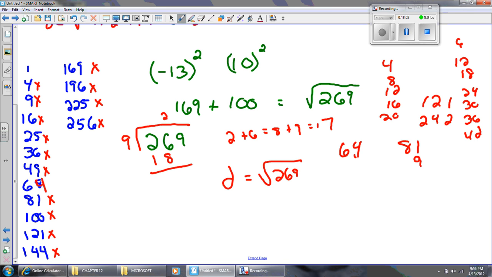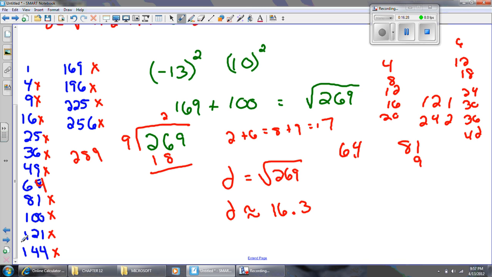269. Now, if I want to guesstimate it, I know 269 is between 256 and 289, right? It's definitely closer to 256. It's only 13 away there. It's 20 away. So I'm going to guess that it's about 16.3 or 4, somewhere around there.